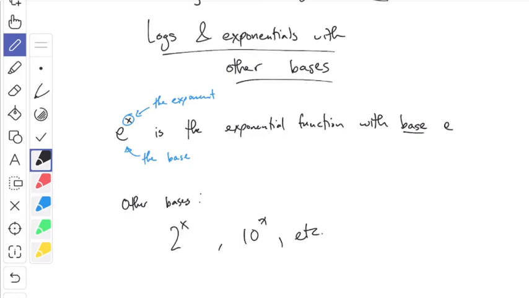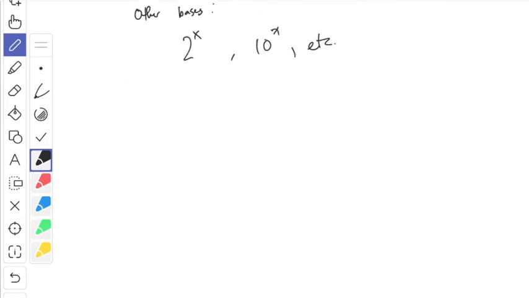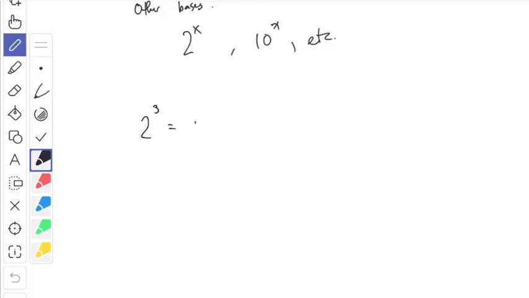It's a little strange to wonder about this as a function where you can plug any number in for x. So here's what I mean. 2 to the power 3, what does that mean? It means 2 times 2 times 2, which is 8. You could plug any positive number into that exponent. You could also plug in a negative number, 2 to the power negative 4. This means 1 over 2 to the 4, which means 1 over 2 times 2 times 2 times 2, which is 1 over 16.